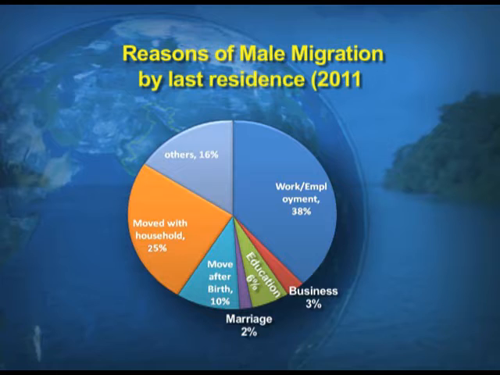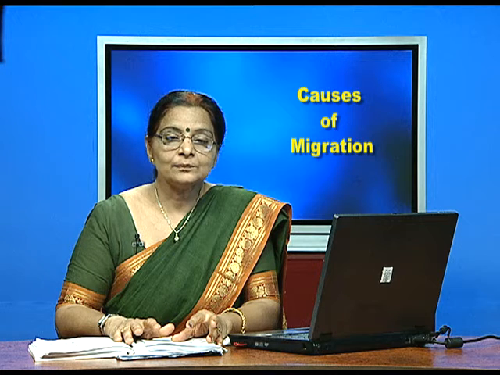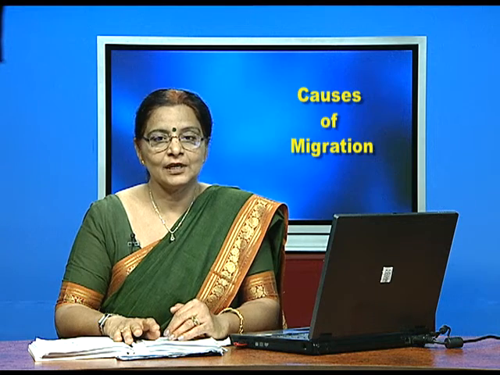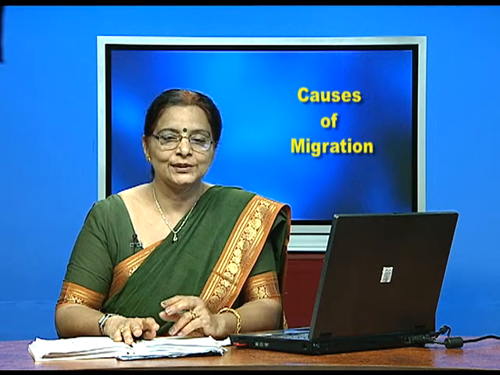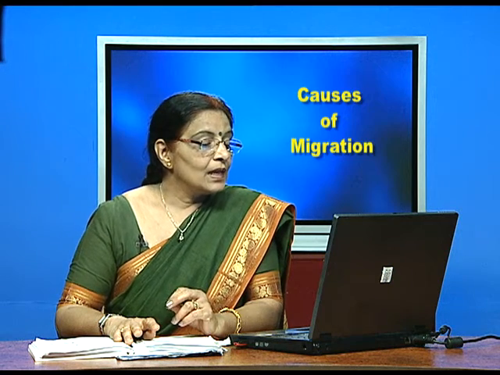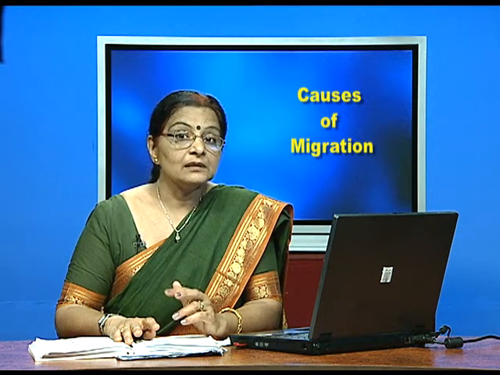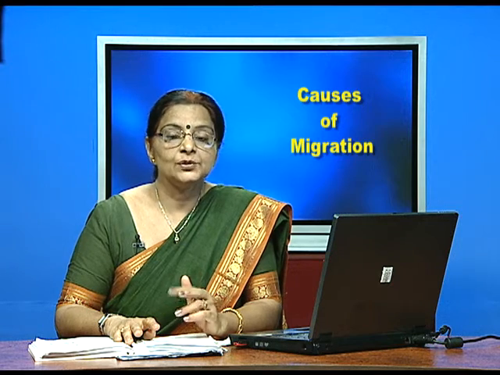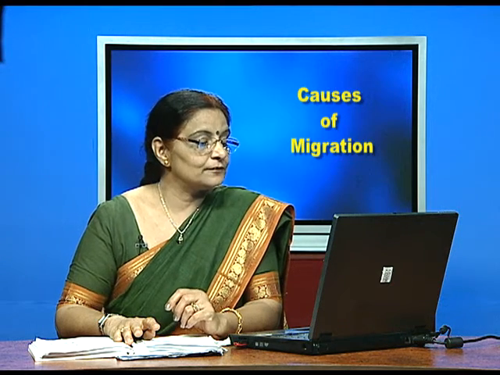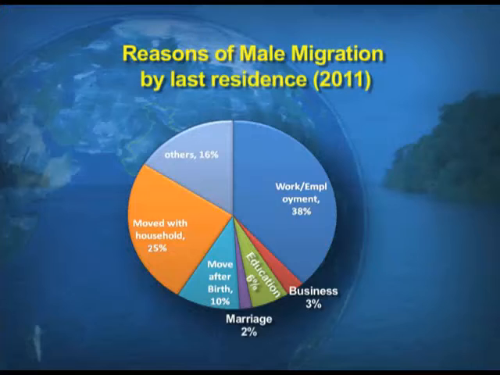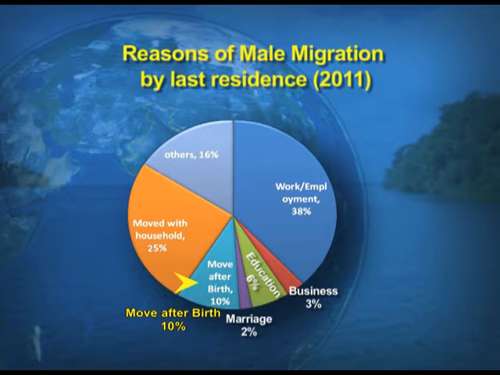If you look at the diagram, you can see that around 38% of the migration of males is only because of employment. That means in search of a better quality of life, in search of better employment opportunities, the males migrate. And the second largest portion is some other factors. Others may include maybe education, maybe better facilities of life. Around 10% of the migration of males is when they move after their birth, that is, the change of residence in that case.